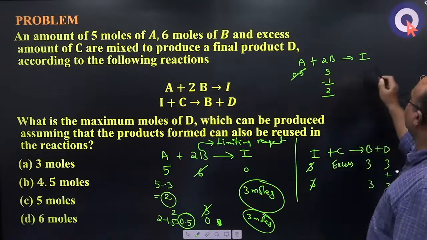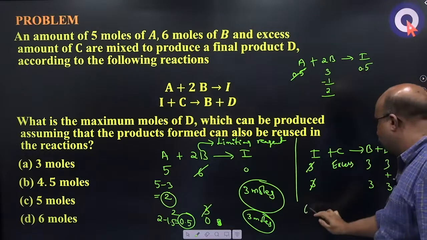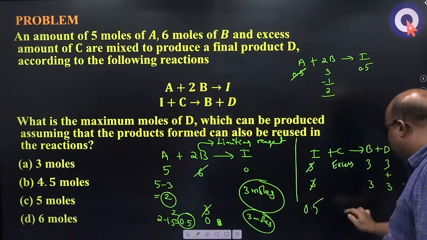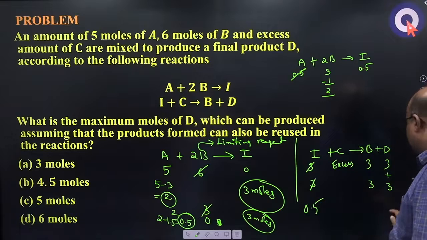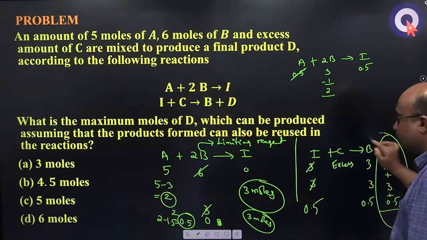Then how much of this will you get? For 1 you will get 1.5. So 0.5 moles of this again reacts. Again excess is there anyhow. You will get again 0.5 of this and 0.5 of this. So the overall amount of D formed is.